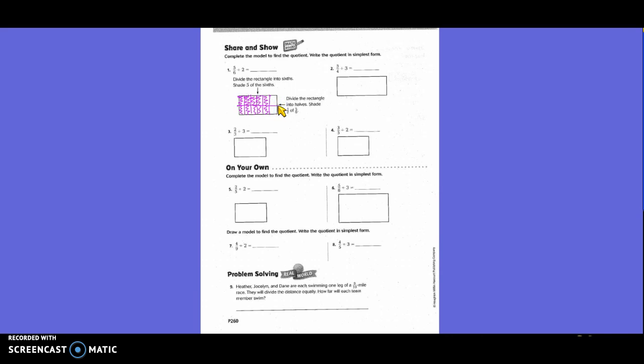Then we go ahead and just shade half of what we've already shaded, right? So we would go ahead and shade the top row or the bottom row, one of the two. Okay, let's do it this way. How many total pieces do we have? 12. And then how many did we shade in twice? 5. So my answer is 5/12.